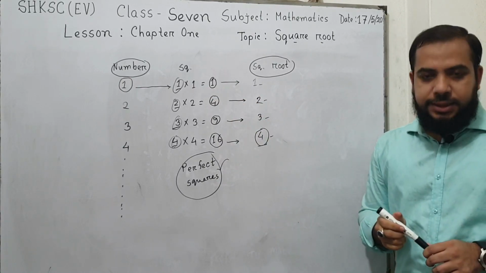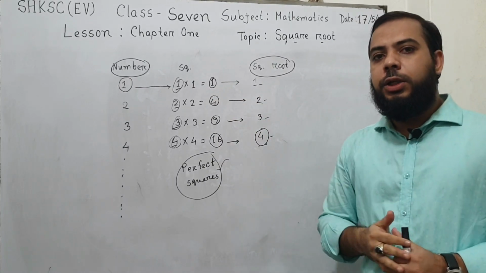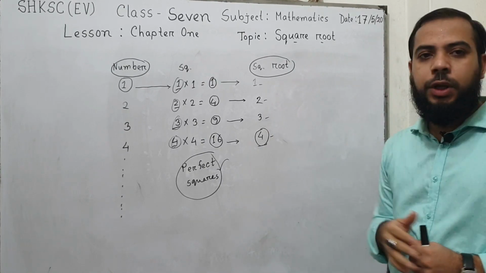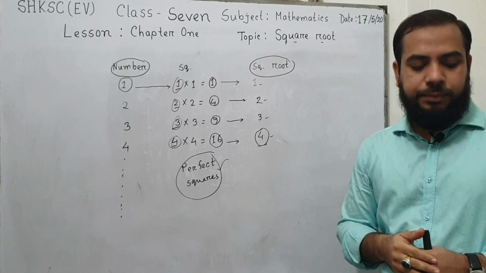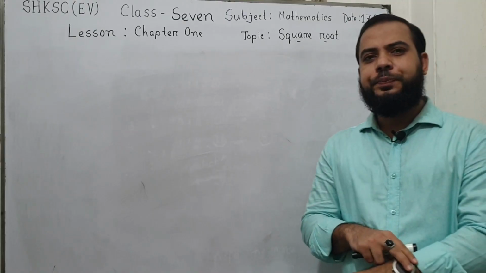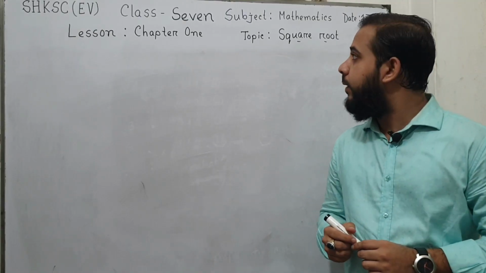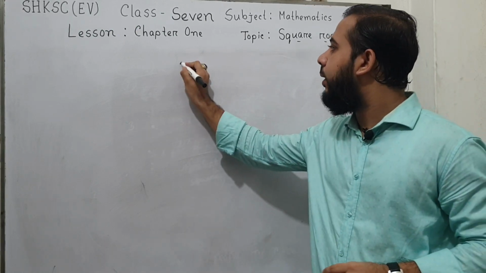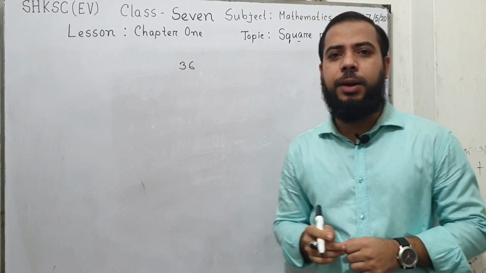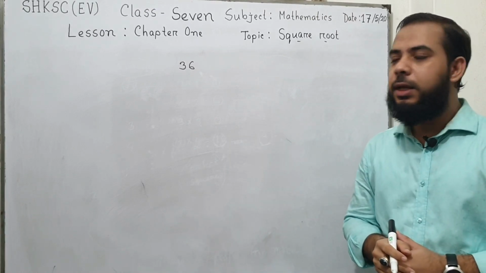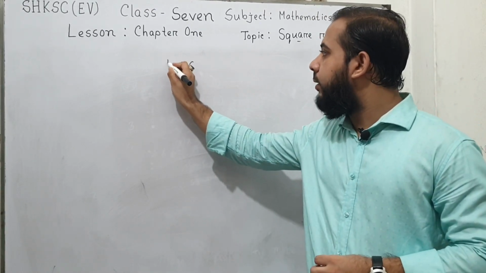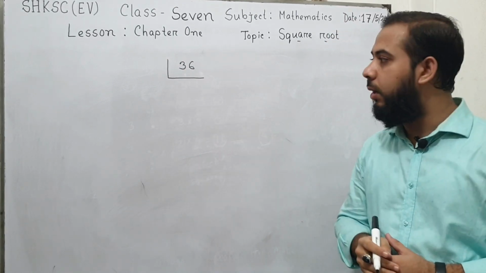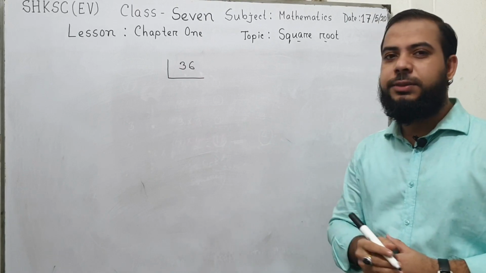So let's do some maths, finding square roots by the prime factorization method. Now we will find the square root by prime factorization. Say 36. What is the square root of 36? At first we will apply this method to the number 36.